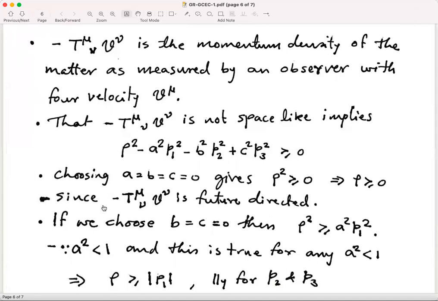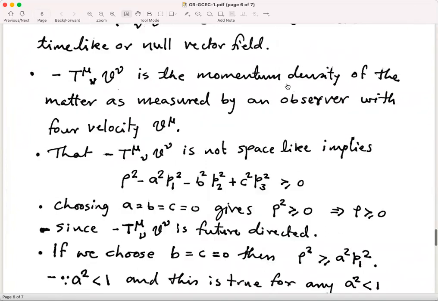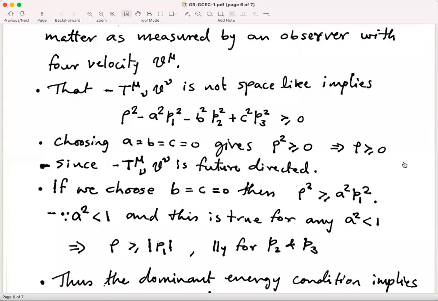Now, since minus T mu nu V nu is future directed, we are choosing rho greater than zero. Because this tells you rho squared is positive, it doesn't tell you that rho should be positive. But because we are saying that this is not just a time-like or null vector, but it is future-directed, as a result the energy density is positive. Otherwise, rho less than or equal to zero would also have been a solution to this equation.